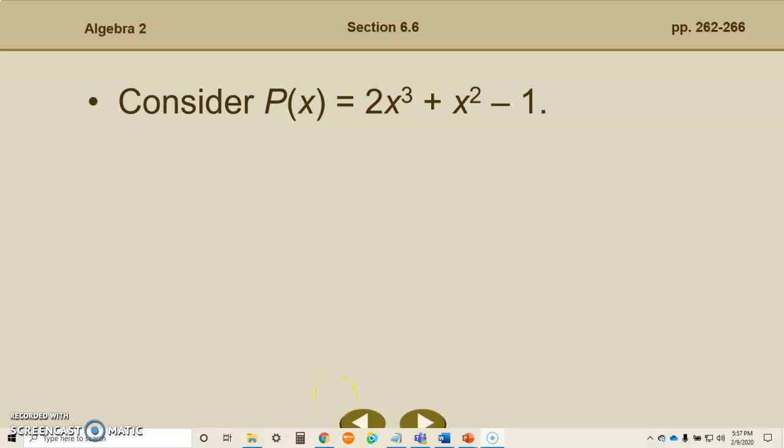Hey guys, this is part 2 of our lesson on factoring polynomials, and let's take a look at this polynomial. Now, when we look at this polynomial, we're not given any factors, so we're going to use our rational root theorem to create a list of all possible rational zeros.